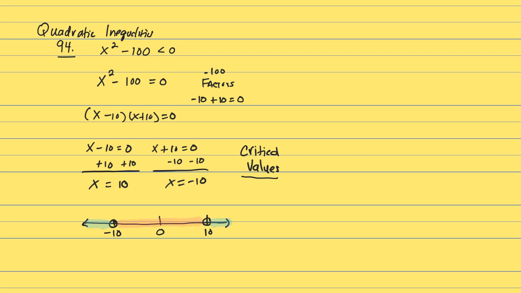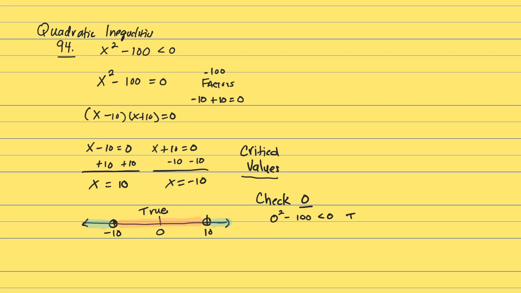So what I'm going to do is check 0. How do I check 0? If this red portion is an answer, I'm going to check one of them, and I'm going to check 0. And here we have 0 squared minus 100. Is that less than 0? I would have to say yes, it's true. So your answer will most likely be between negative 10 and 10.